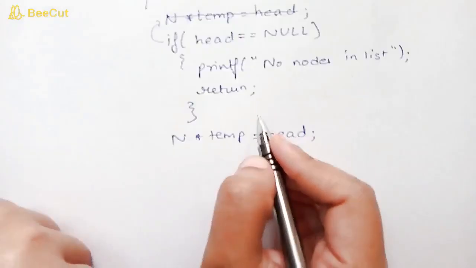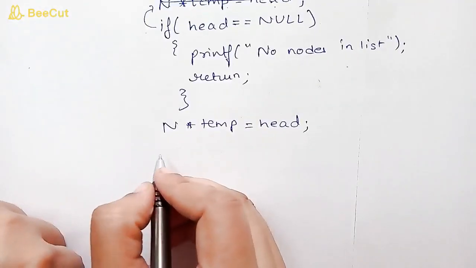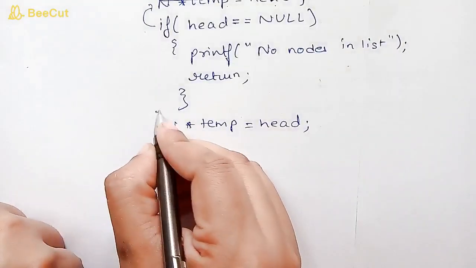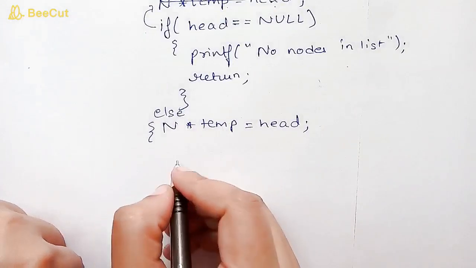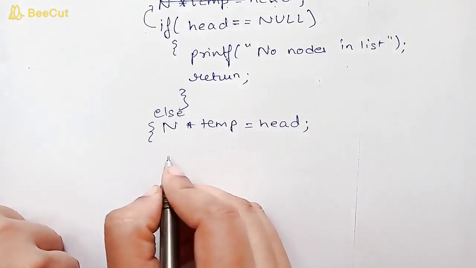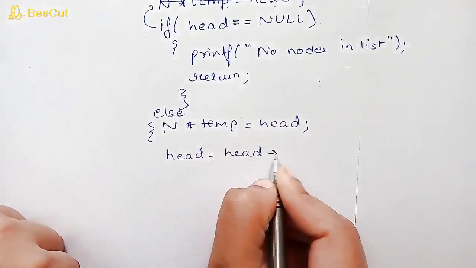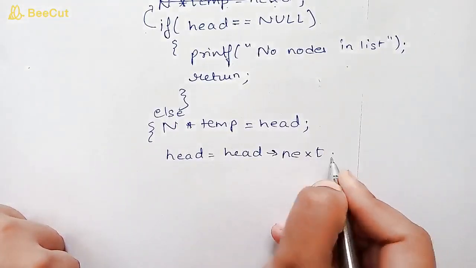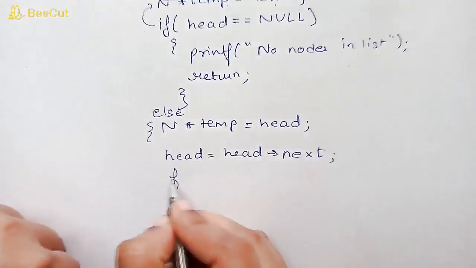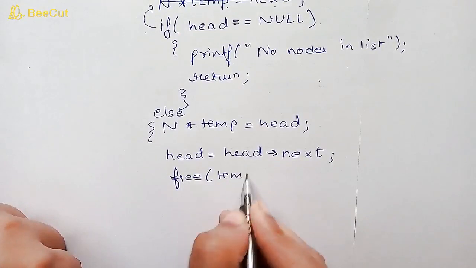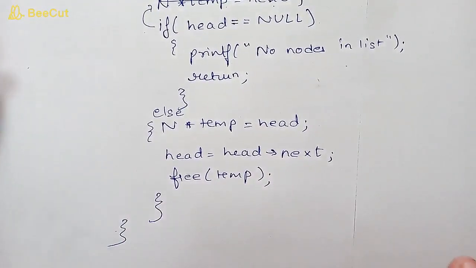And after that, else, temp equals head and head equals head next. That means the node which is containing the data value 20, now the head will point to that particular node, and I can simply write free temp. So this will be the code for circular linked list deletion from the beginning.